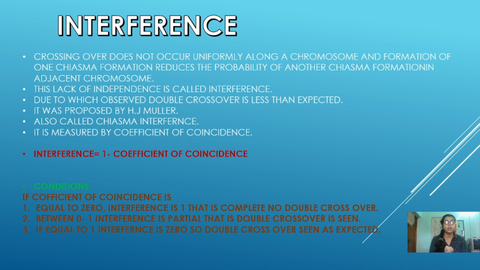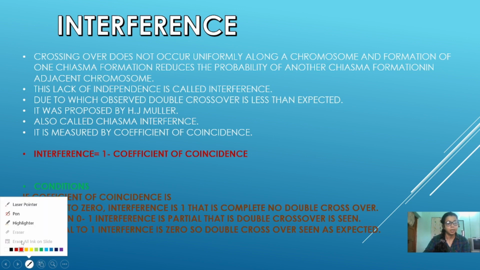Before that, let's understand what is coefficient of coincidence. Coefficient of coincidence is nothing but the measurement of interference. To understand it, we must understand certain points, that is, what are the conditions of the coefficient of coincidence. There is a very simple formula to calculate interference, that is 1 minus coefficient of coincidence. If you find the coefficient of coincidence, then 1 minus coefficient of coincidence is the interference.